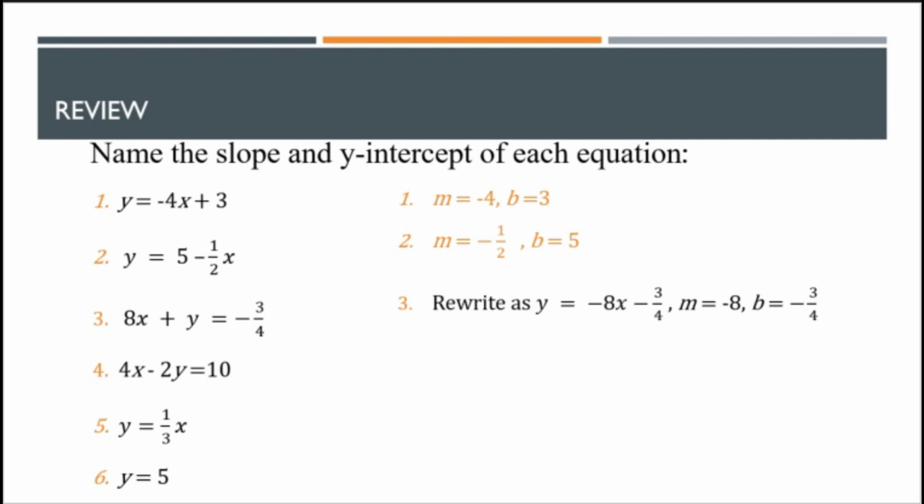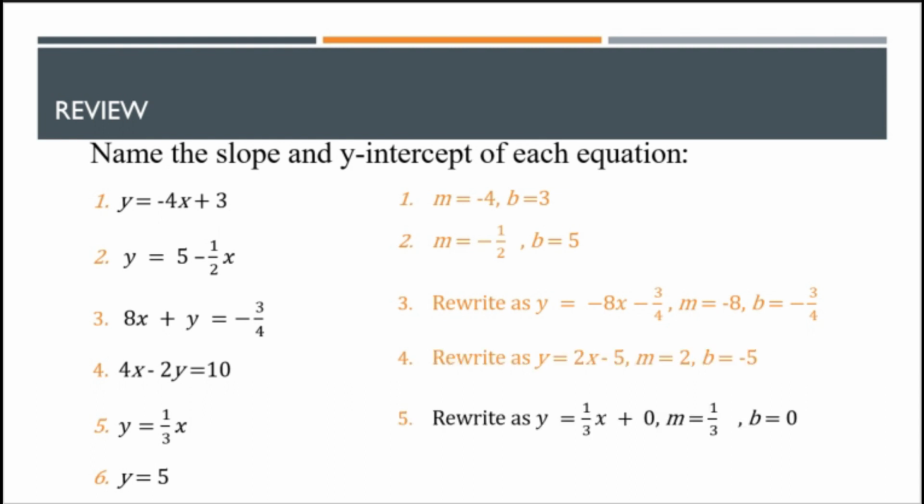For number 4, we write it into the slope-intercept form y = 2x - 5. The slope is 2 and the y-intercept is -5. For number 5, the slope is 1/3 and the y-intercept is 0. And lastly, for number 6, the slope is 0 and the y-intercept is 5. I guess you're ready now for our new lesson.